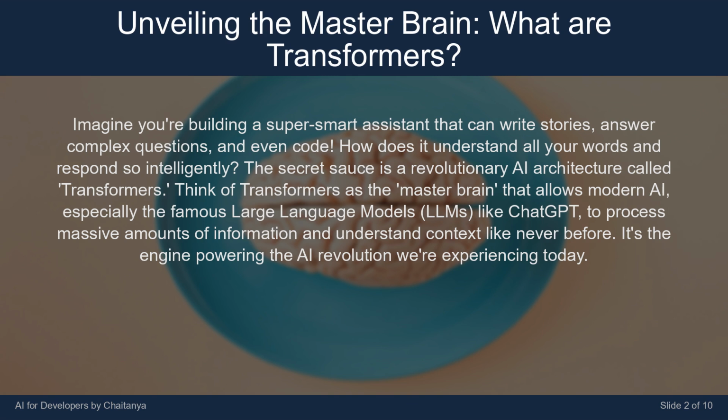Think of Transformers as the master brain that allows modern AI, especially the famous large language models, LLMs, like ChatGPT, to process massive amounts of information and understand context like never before. It's the engine powering the AI revolution we're experiencing today.